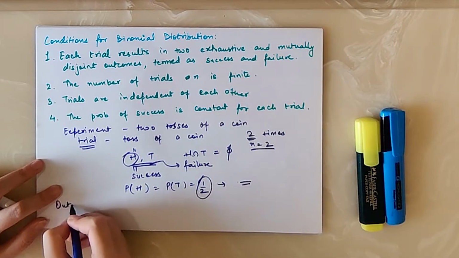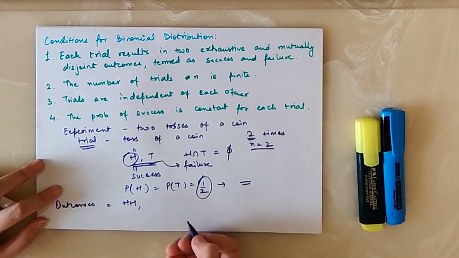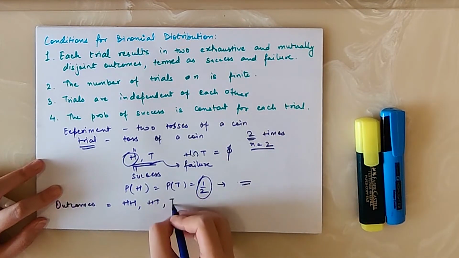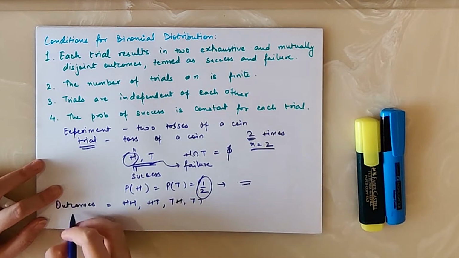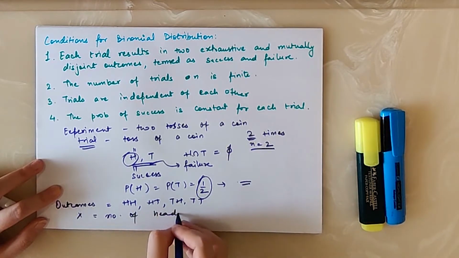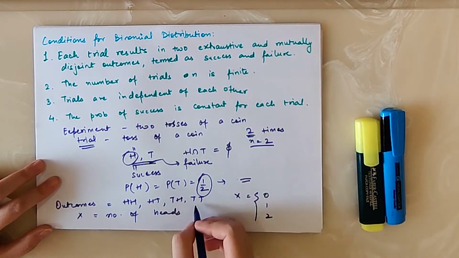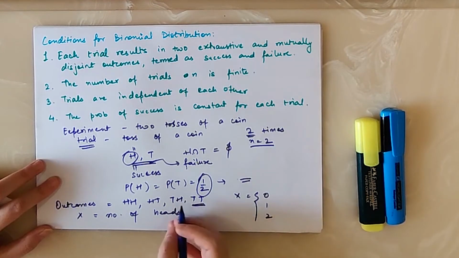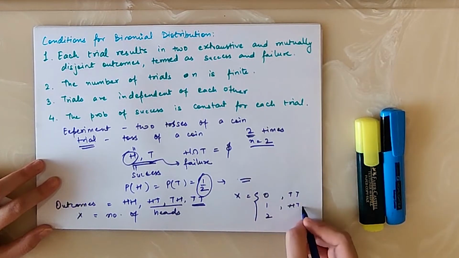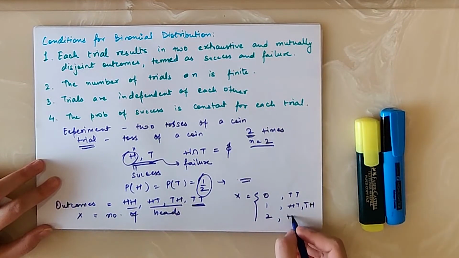Now let's see what the outcomes of this experiment are. We have HH, that is the head comes first, then the head comes second also. Then we have HT, head comes first, then tail comes second, then TH, then TT. Now let X be the number of heads. So X = 0, 1, 2. We have TT, that is the number of heads is 0. Then we have HT or TH, that is the number of heads is 1. Then HH, that is the number of heads is 2.